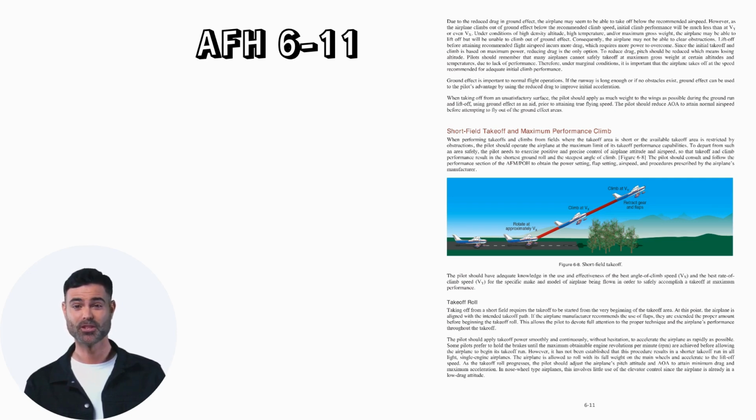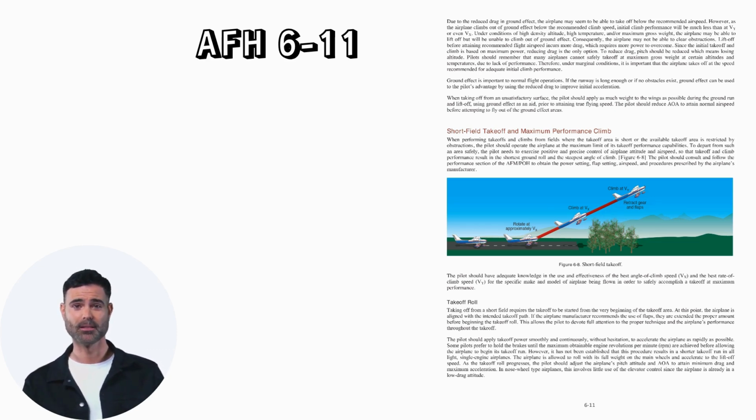To depart from such an area safely, the pilot needs to exercise positive and precise control of airplane attitude and airspeed, so that takeoff and climb performance result in the shortest ground roll and the steepest angle of climb. The pilot should consult and follow the performance section of the AFM/POH to obtain the power setting, flap setting, airspeed, and procedures prescribed by the airplane's manufacturer.